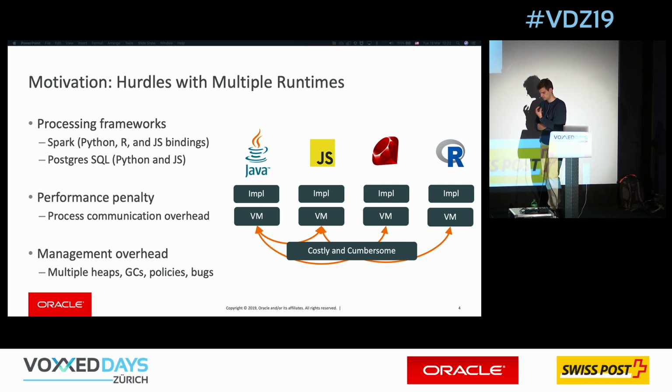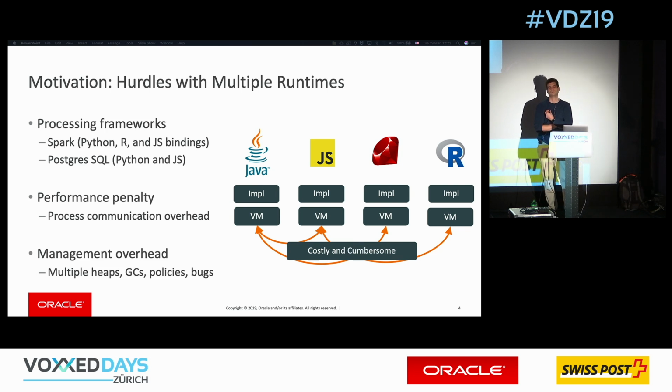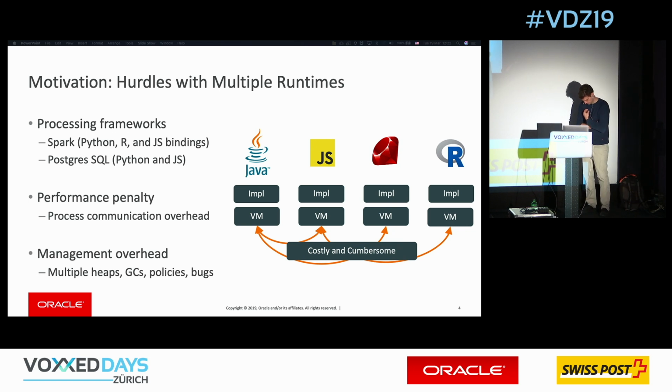And then further, in other processing engines, like Spark, for example, you will have other languages, like Python and R, and in Postgres, there are extensions that add Python and JS. But in these processing engines, you will essentially have a performance penalty. And the reason is that every implementation, so Spark has Spark Python, Spark R, Spark JS, Postgres has PLV8 and Python, is relying on a specific runtime.